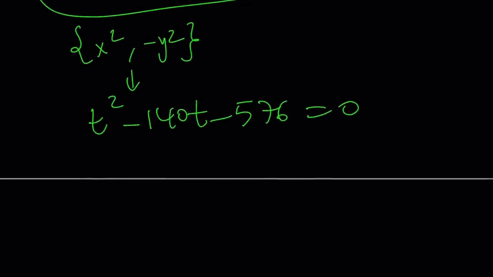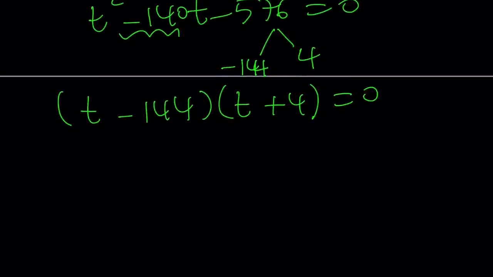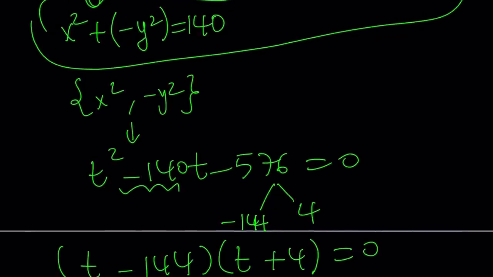And now we're looking for two numbers whose product is negative 576 and whose sum is negative 140. I know that's a mouthful, but those numbers are negative 144 and positive 4 because their sum is negative 140 and their product is negative 576. So we can write this as t minus 144 times t plus 4 equals 0. And from here, t equals 144 or t equals negative 4. But what is t? Remember what t was? T is either x squared or negative y squared. We could just use one of these because the roots are going to switch around.